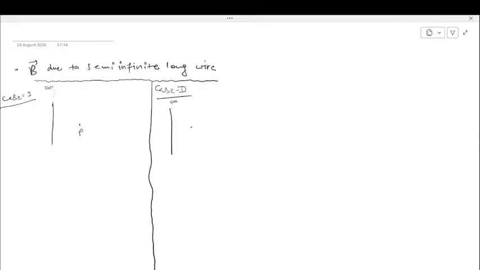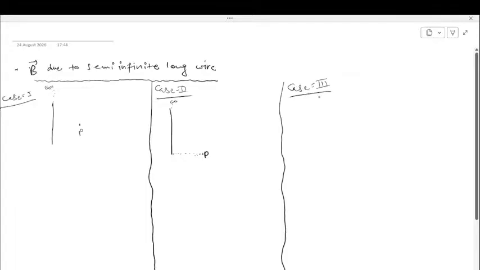This end is at infinity and the point P lies directly in front of the base of the other end. In case 3, this is the wire: one end is at infinity and the other end, the point, is below the base of the other end, that is, point B is here. These are the three cases formed for the magnetic field due to a semi-infinite long wire.